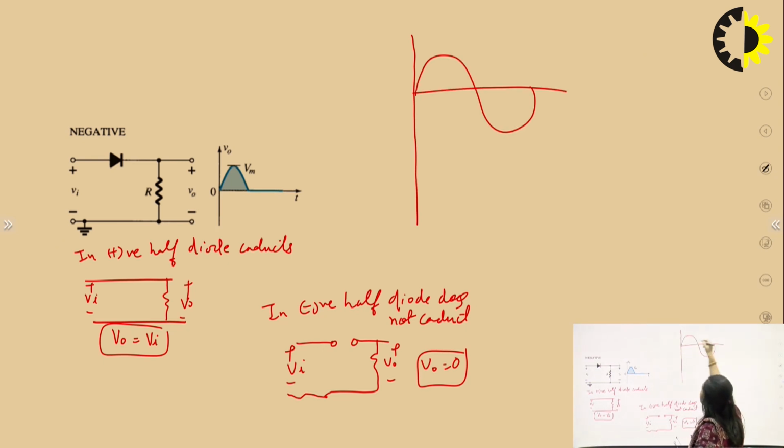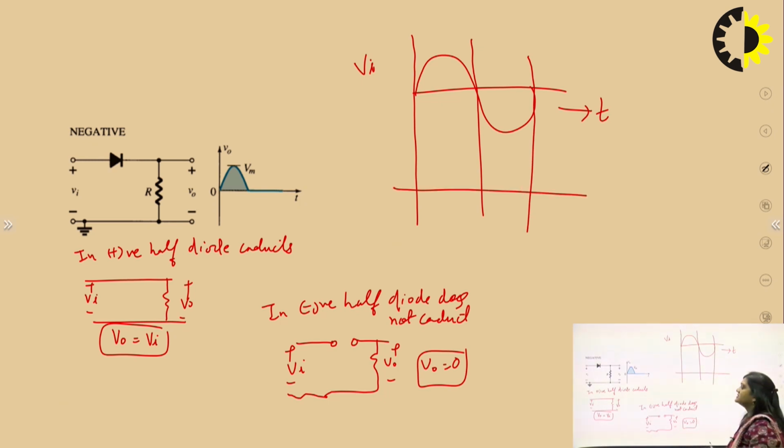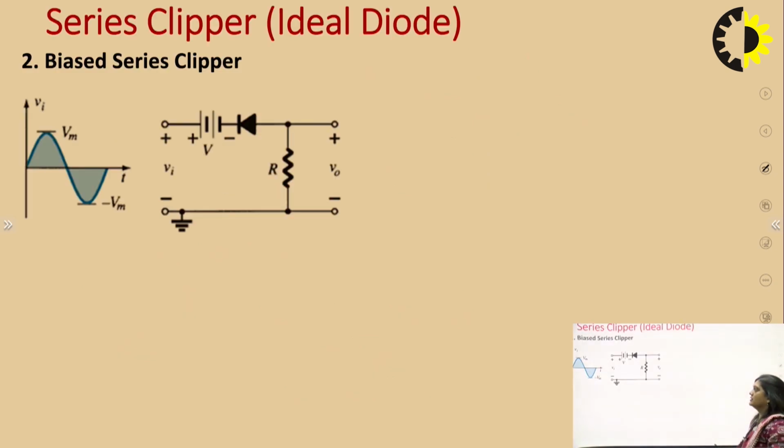So if we draw the waveform, we will have it like this. This is our input, and for the output we are drawing perpendiculars. We can see that for the positive half there will be output, and that will be equal to Vi. So this is the output. This Vm value corresponds to this Vm value, and in the negative half we are not getting any output. So this is an example of a negative clipper.